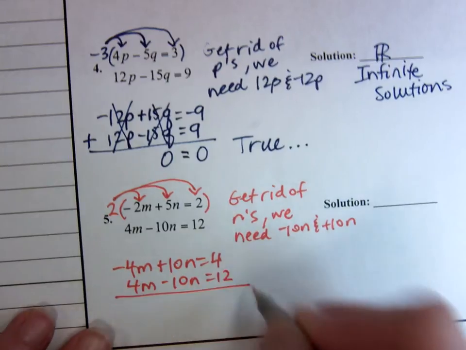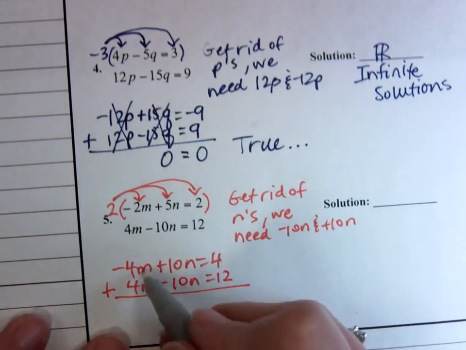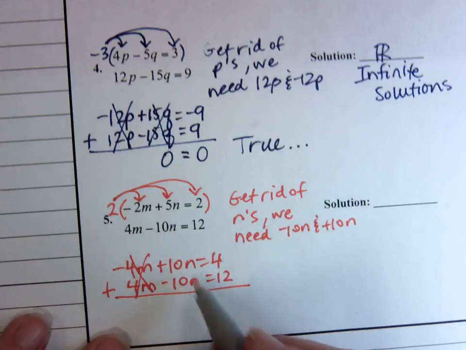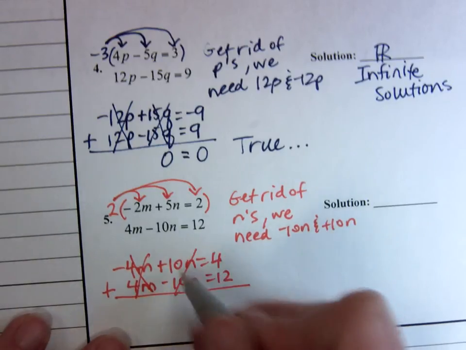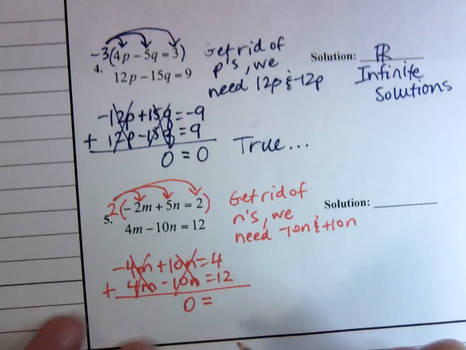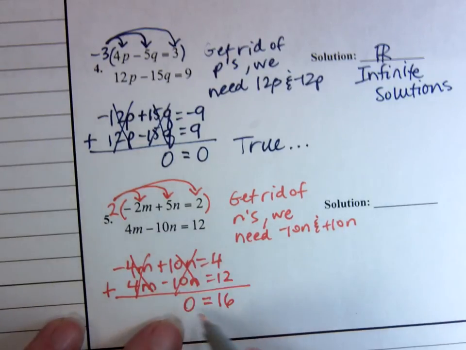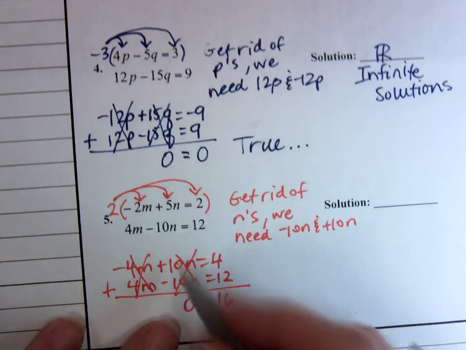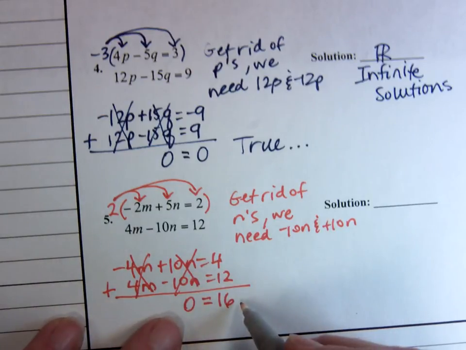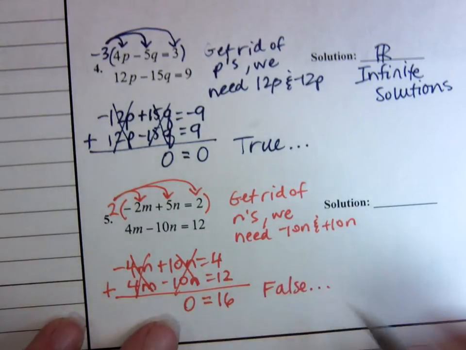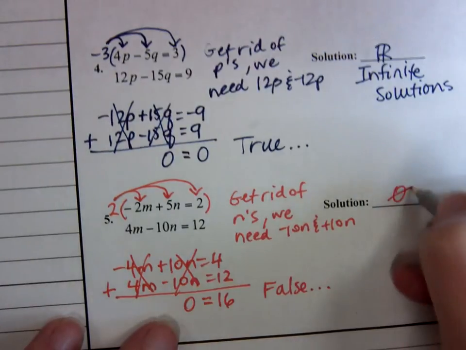Now we add. So negative 4m plus 4m goes away, but wait a minute. 10n and negative 10n go away too, so this gives us a 0 again. But 4 plus 12 is 16. Since the letters have canceled out, you have to see what you have left. Is this a true or false statement? This is a false statement, and so because it's false, your answer is no solution.